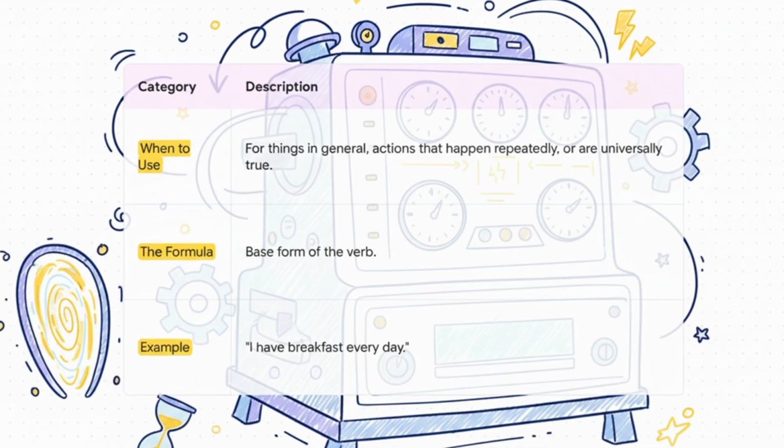The formula couldn't be simpler. It's just the base verb. Like in the example, I have breakfast every day. It's solid. It's a routine. It basically tells whoever you're talking to, hey, this is a constant in my universe.